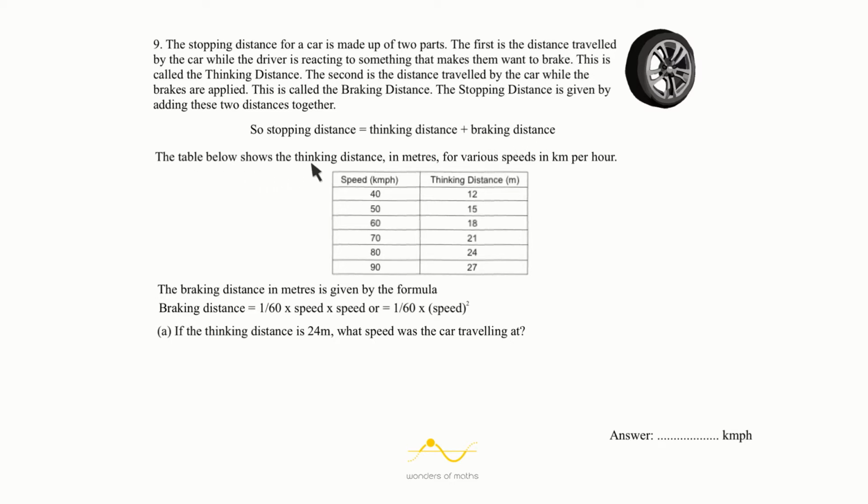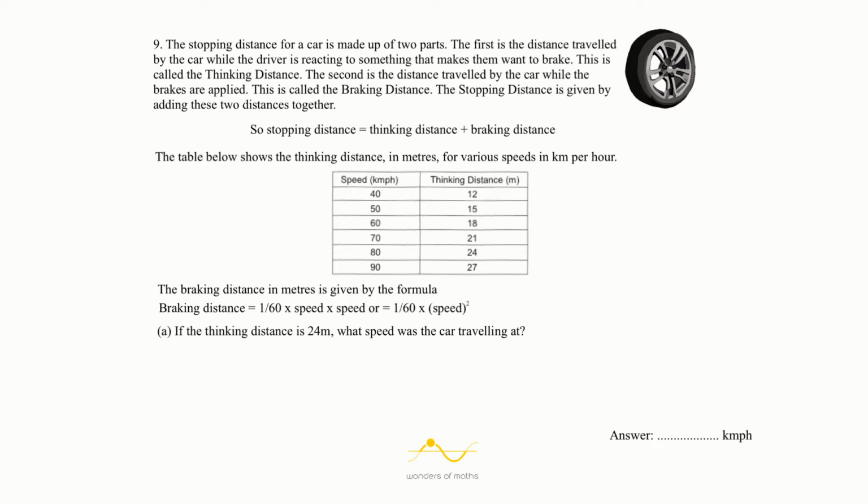The table below shows the thinking distance in meters for various speeds in kilometers per hour. The braking distance in meters is given by the formula: braking distance is equal to 1/60 times speed squared. If the thinking distance is 24 meters, what speed was the car travelling at?